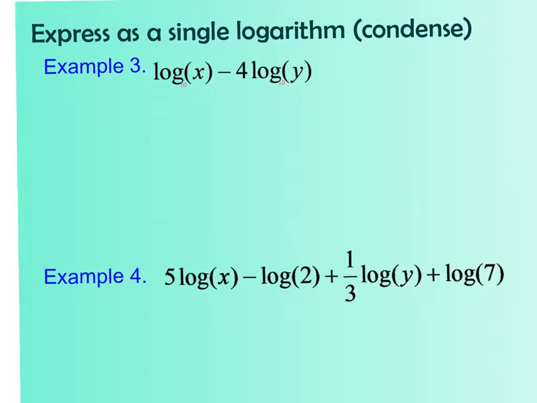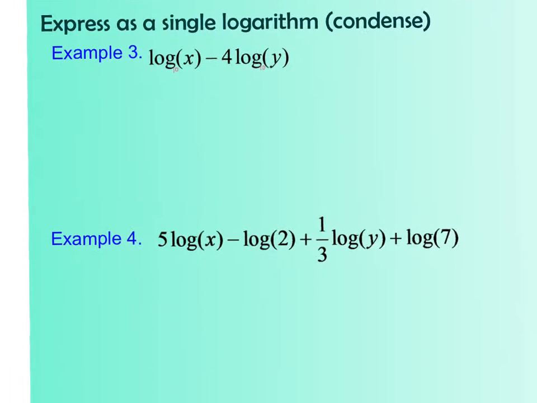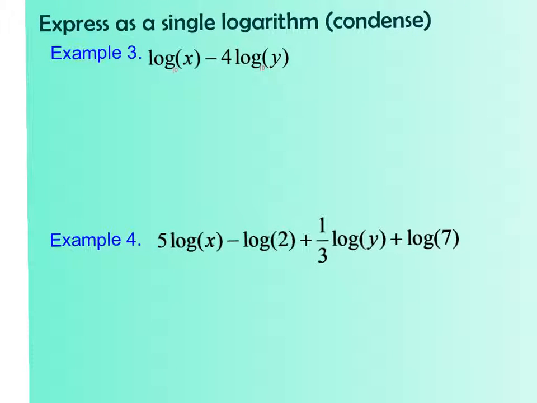Okay, so let's get to it on this problem here. We're trying to condense it. We're trying to move it back into one log. So the first thing I can do is take this coefficient of 4, and I know, kind of reversing those rules we've talked about, that's the same as having an exponent of 4. So I have log base 10 of x minus log base 10 of y to the 4th.